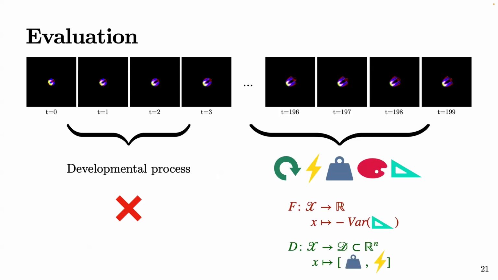And here I give also an example of a fitness function and a descriptor function. So here the fitness function is defined as the negative variance of the angle. So basically we want to optimize patterns to go in a straight line. And the descriptor is simply the mass and the speed of the phenotype. So now we have everything we need to apply our first quality diversity algorithm. And we'll apply MAP-Elites, which is the most simple and most famous one, but yet it's very effective.